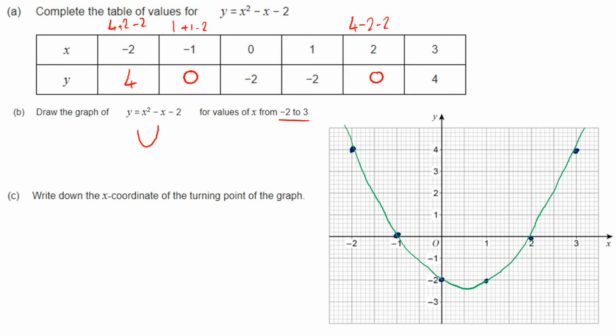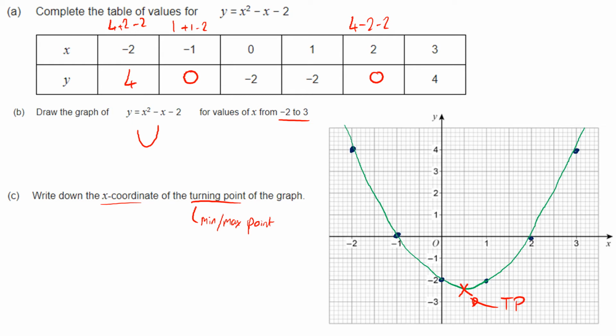And then we've got this third question. Write down the x-coordinate, so the x value, of the turning point of the graph. Now we haven't defined that yet. So a turning point is the minimum or the maximum point of a graph. It's the point where it stops going down and starts going up. And for our graph, based on our symmetry, we can clearly see that that turning point is here.